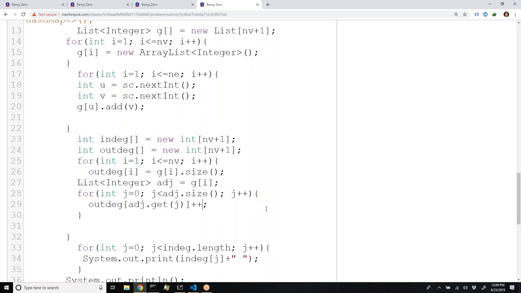Okay. Plus. Here the index should not be j. J is just the index in that list. J is not the vertex. Okay. We are counting the frequency in our degree array, right? You're counting the frequency of that vertex in this list. Yes. Now I got it. Thank you.